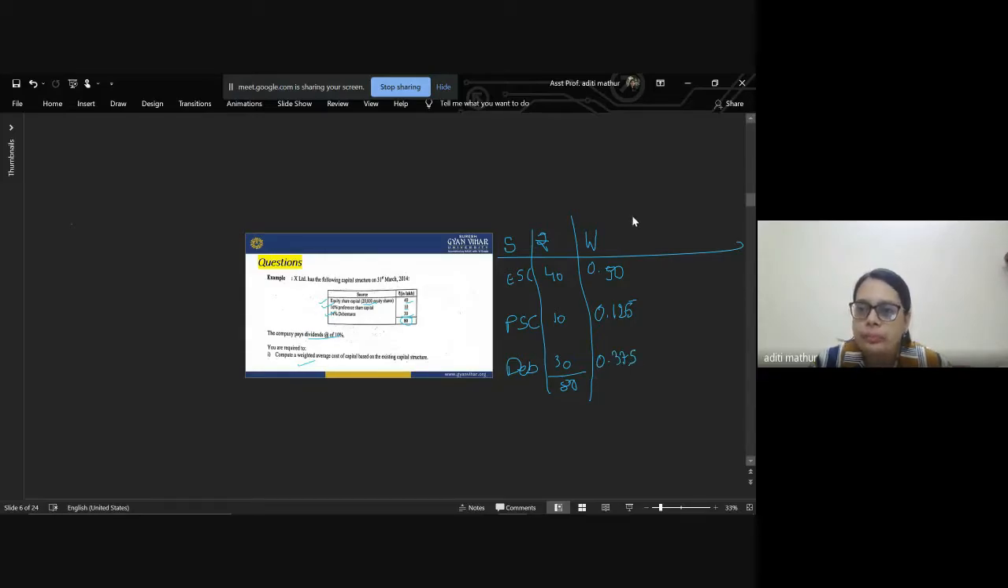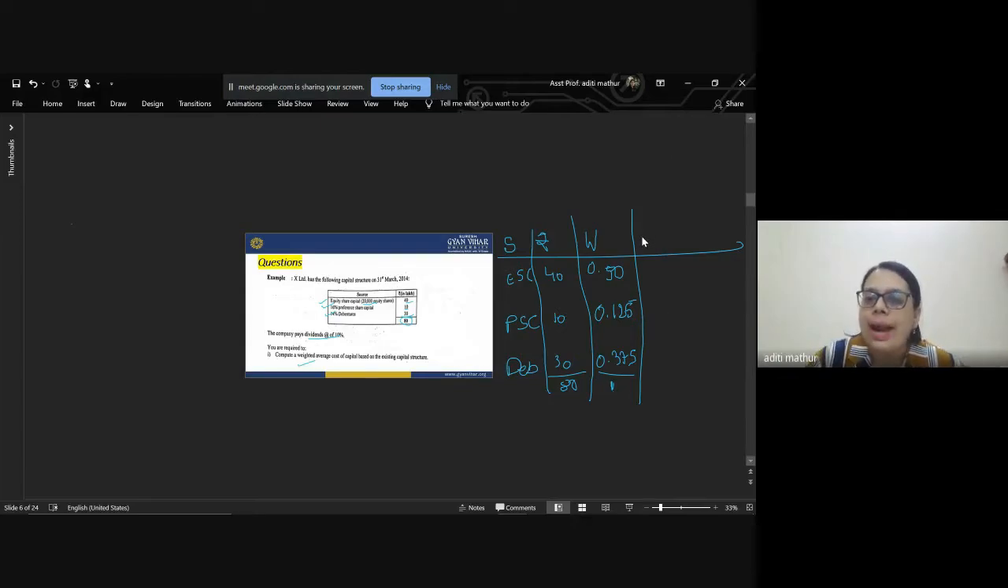And to recheck whether your weights are correctly calculated or not, you just add them all together and check whether it is coming to be equal to 1 or not. It is always supposed to be 1, because if you divide total by total, it will be 1, because the base is your total capital. So the overall weights have to be equal to 1.